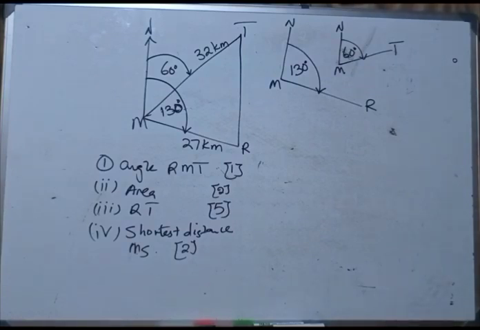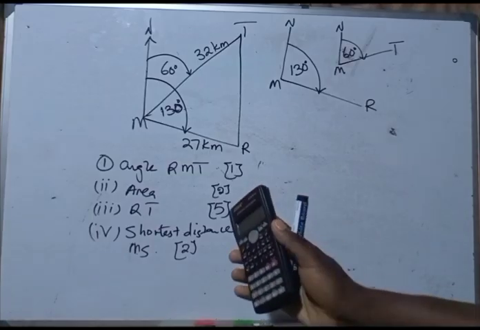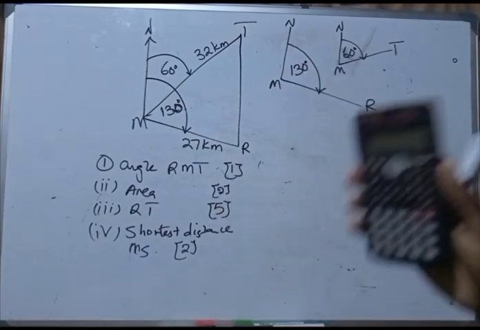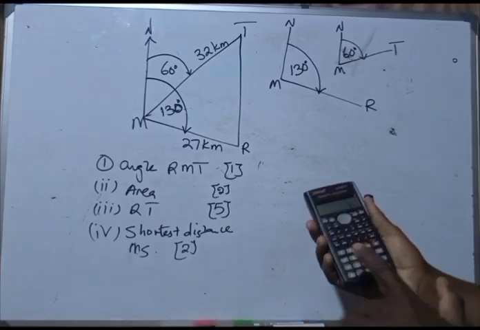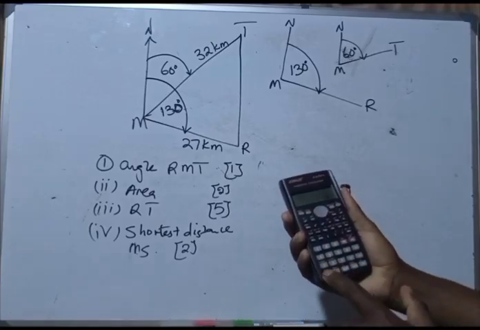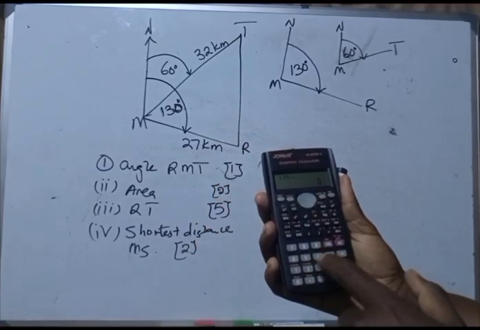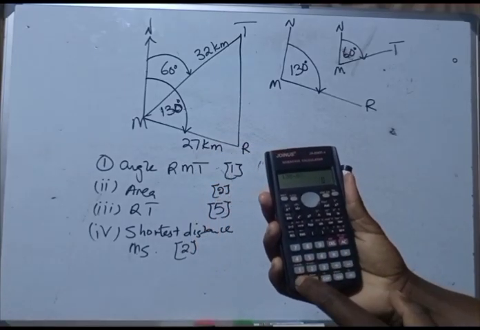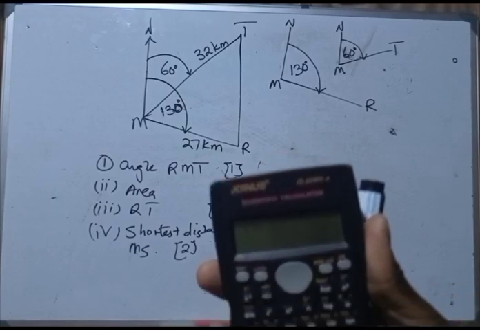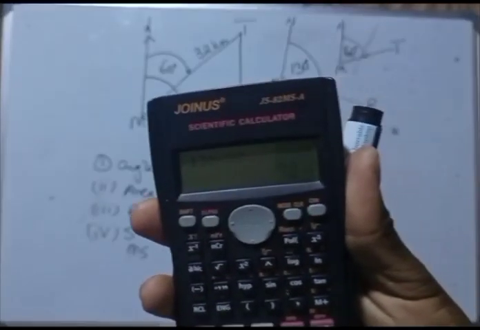So the question is, what would be angle RMT? Therefore, we are going to subtract. You get your calculator. This is paper 2. Please take advantage of your calculator. You say 130 degrees take away 60 degrees, and the answer I am getting is 70. 70 degrees is the answer.